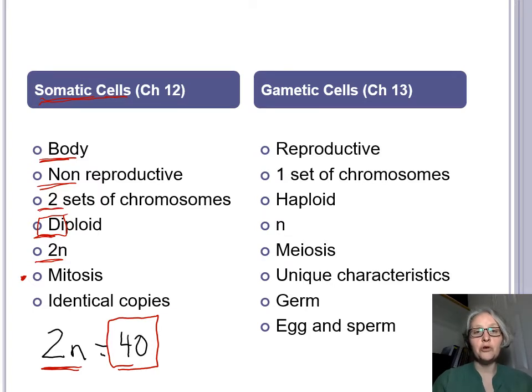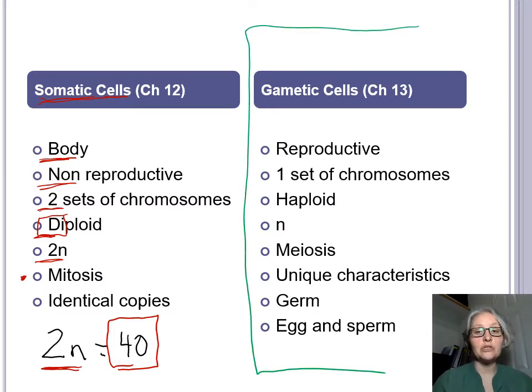In the future, though, in Chapter 13, we're going to slightly shift gears and talk about another type of cell. So I want to introduce that. Again, this is more when we get to Chapter 13. In Chapter 13, we're going to look at gametic cells. Another name for the word gametic is to say that these are reproductive cells. So if you're a girl, we're talking about eggs. If you're a guy, we're talking about sperm.